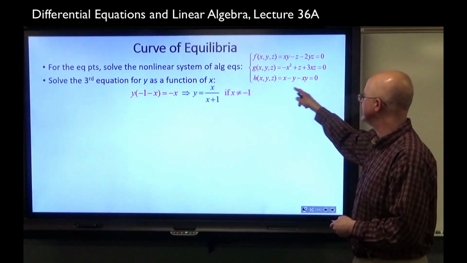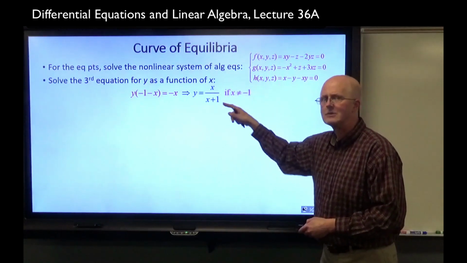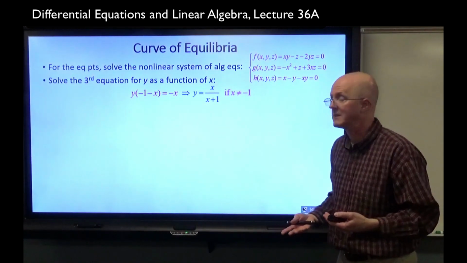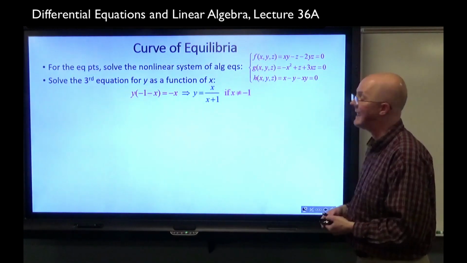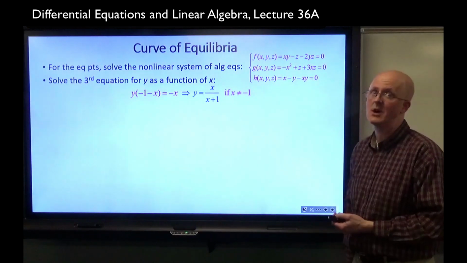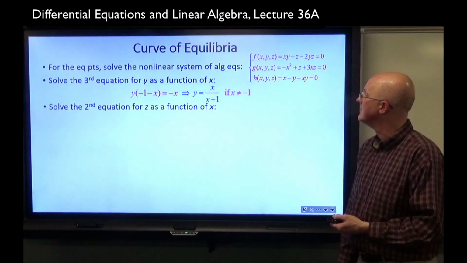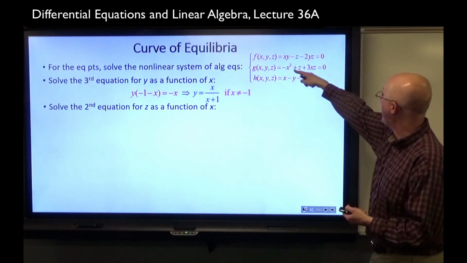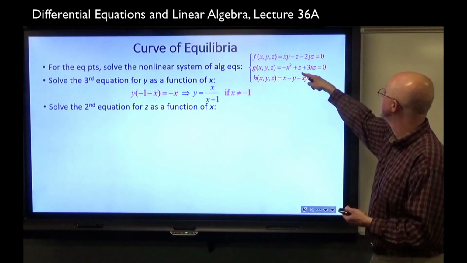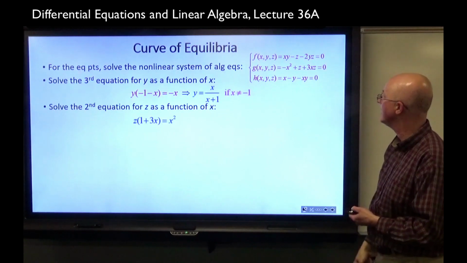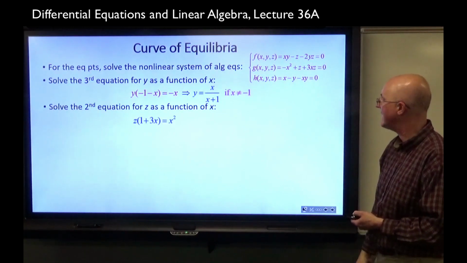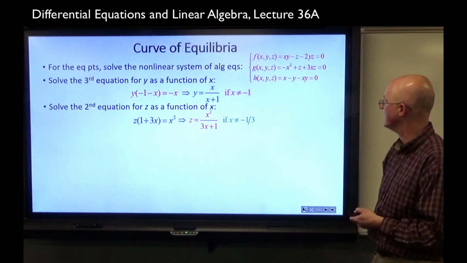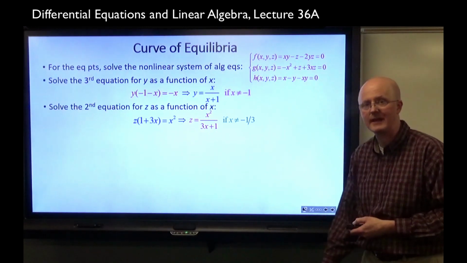That's where this quantity equals 0. That equation defines a surface in three-dimensional space where h is always 0, where dz/dt is always 0. Now solve the second equation, this one, for z as a function of x. Add x squared to both sides, factor out a z on that term to get this, divide both sides by 1 plus 3x. Z is x squared over 3x plus 1, as long as x is not equal to -1/3.